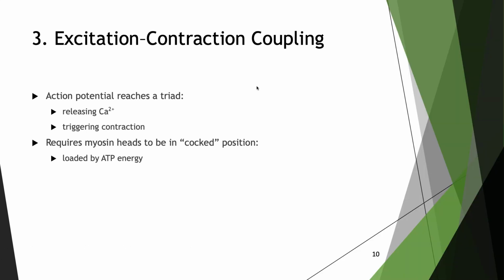So I highlighted a little bit about excitation-contraction coupling, but just to rehash it, remember the action potential reaches the triad, releases the calcium, and triggers the contraction, and that requires the myosin head to be in the cocked position, and it's loaded by ATP.